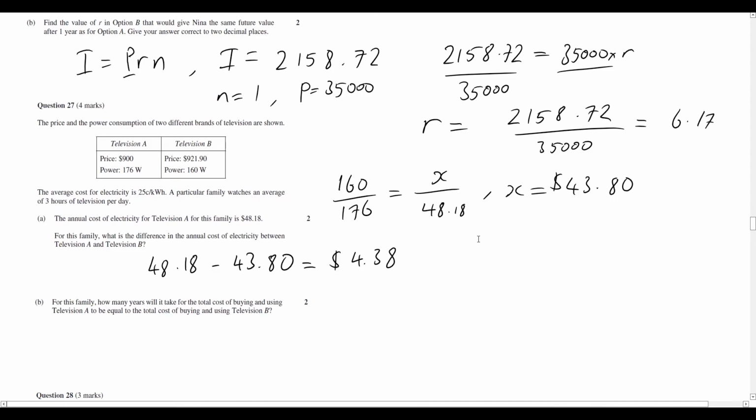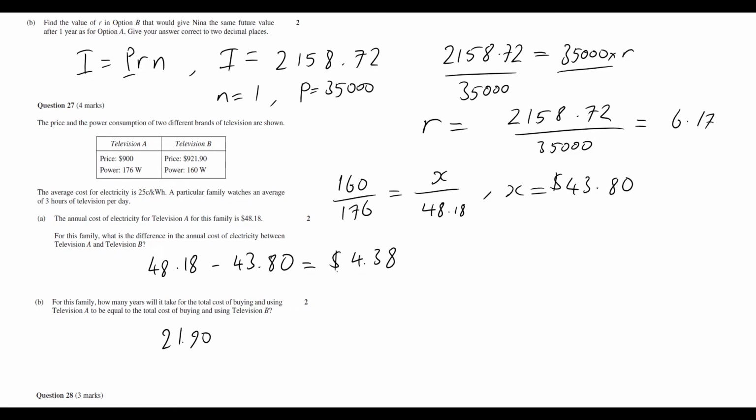Okay, moving on to question B. Now asks us, for this family, how many years will it take for the total cost of buying and using television A to be equal to the total cost of buying and using television B? Okay, so what we need to consider here is realistically just the prices. That's all we're concerned with here. So we see that TV B is more expensive by $21.90. Well, how much electricity do you save with TV B in terms of the money? Well, you save $4.38 per year.